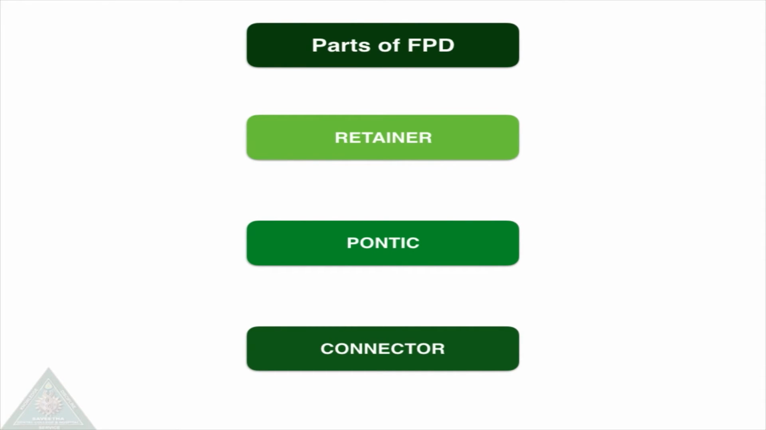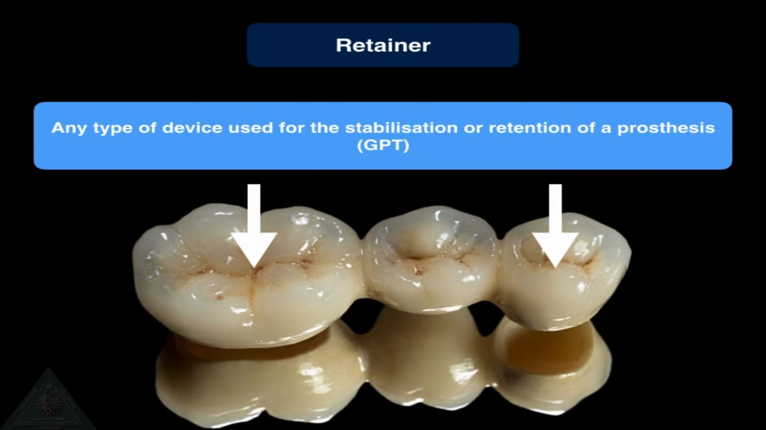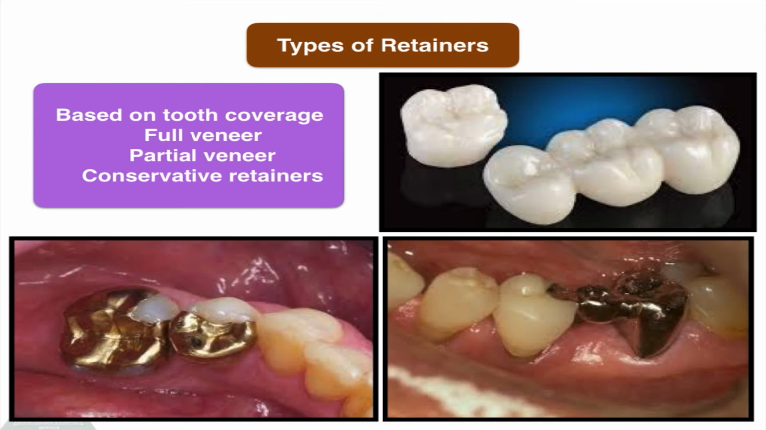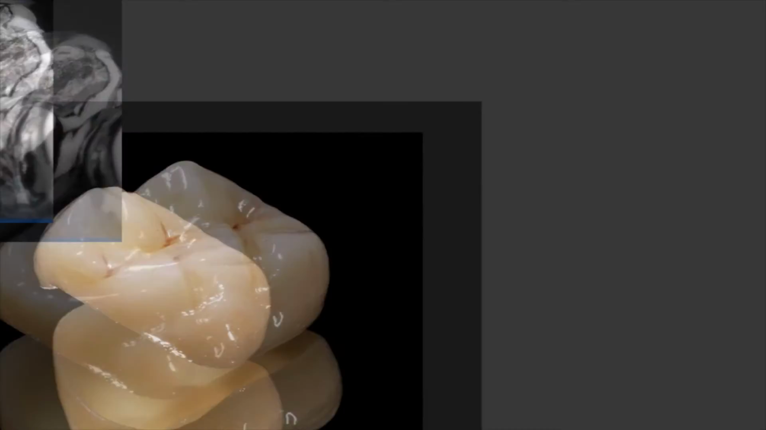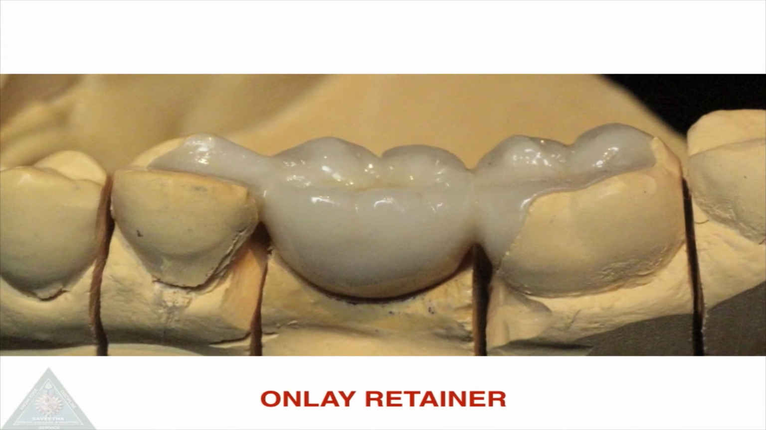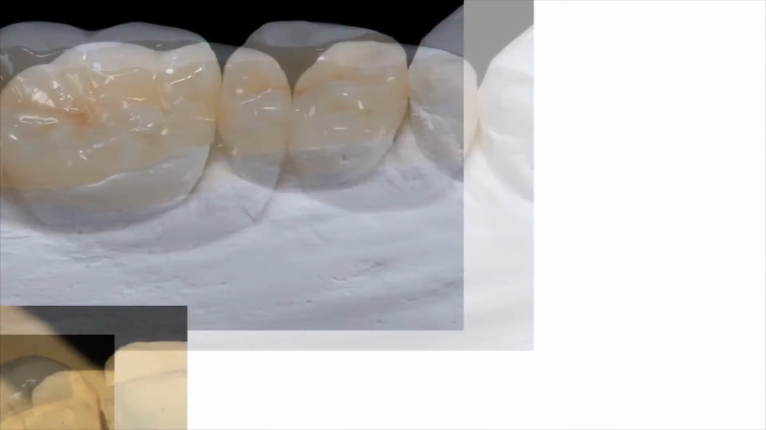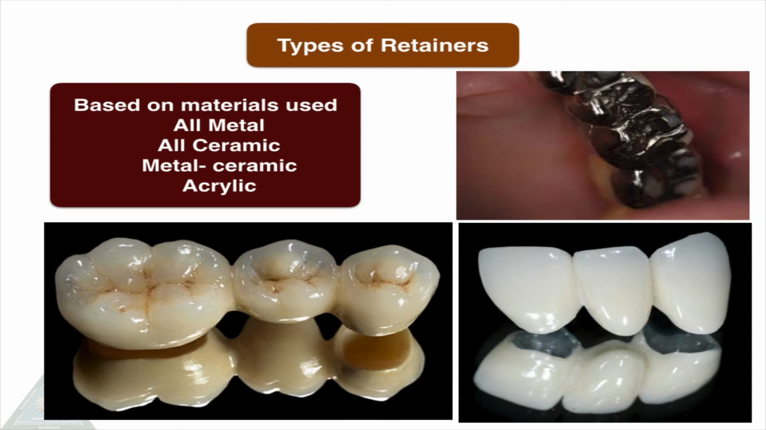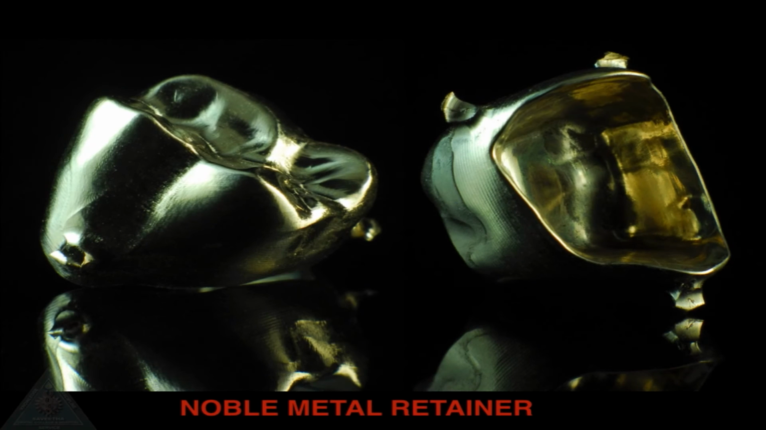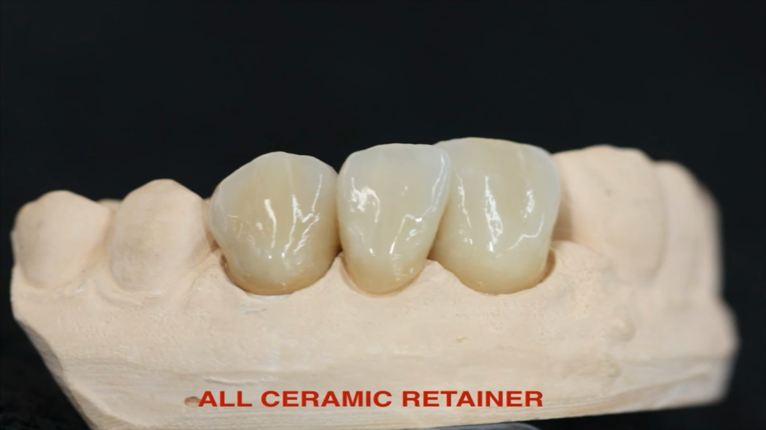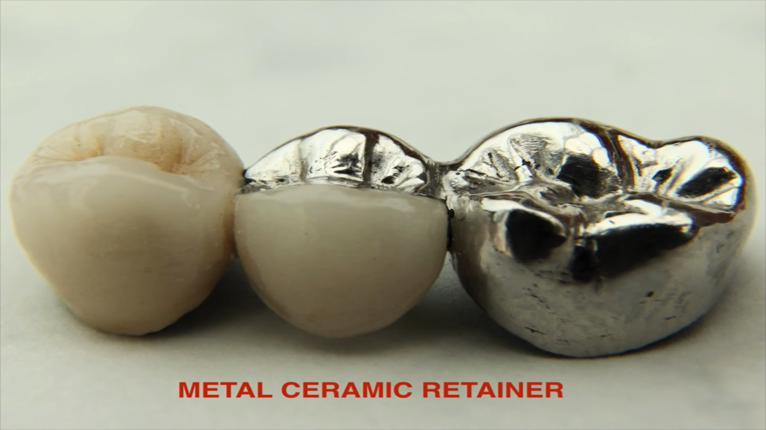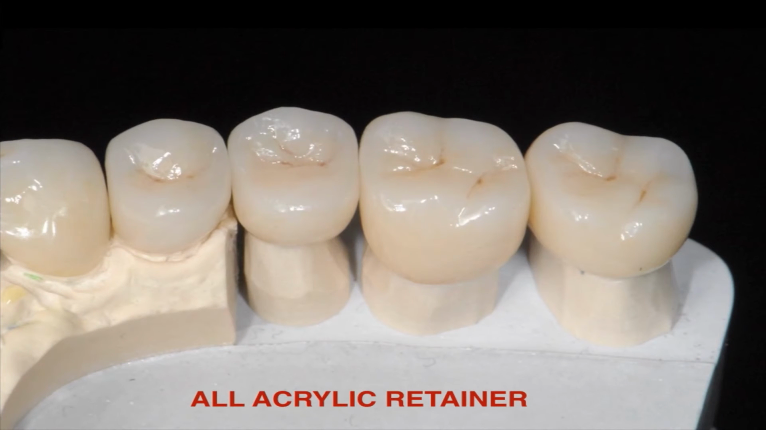FPD has got three component parts, namely the retainer, pontic, and connector. A retainer is any type of a device used for stabilization or retention of a prosthesis. Based on the tooth coverage, the retainers are classified as a complete coverage retainer, a partial veneer retainer, onlay retainer, and an inlay retainer. And based on the materials used, they can be classified as noble metal retainers, all ceramic retainers, metal ceramic retainers, and all acrylic retainers.